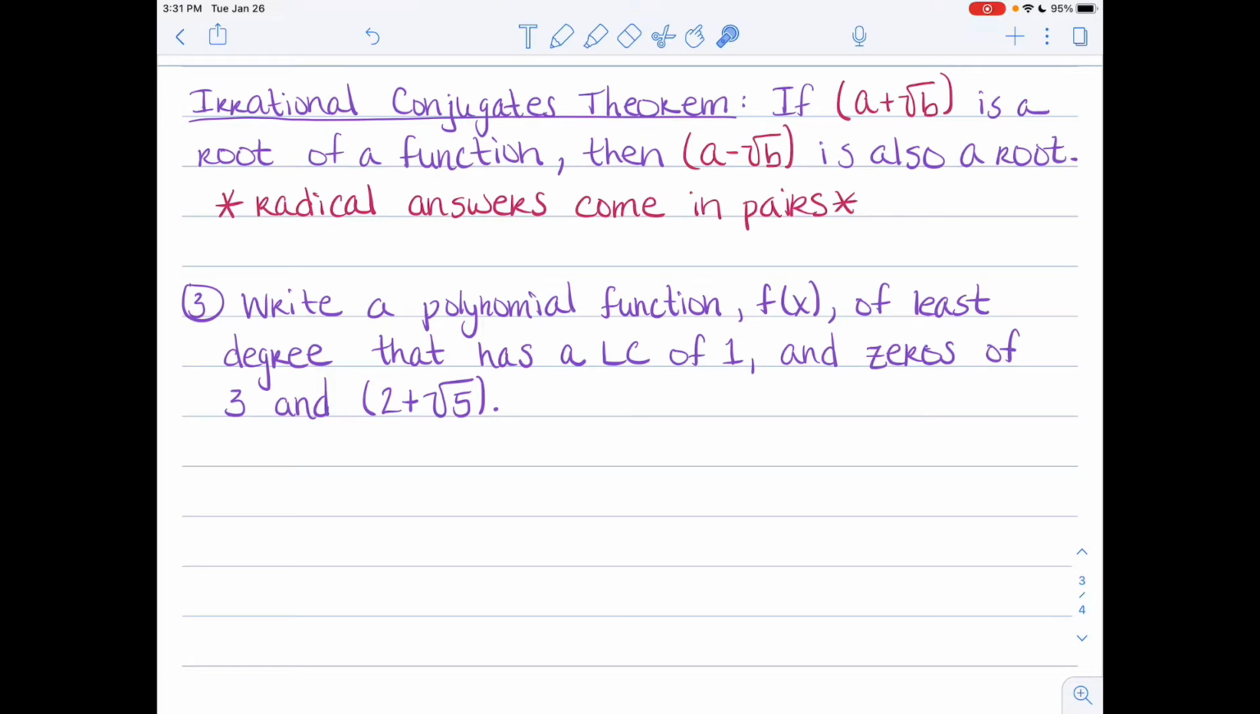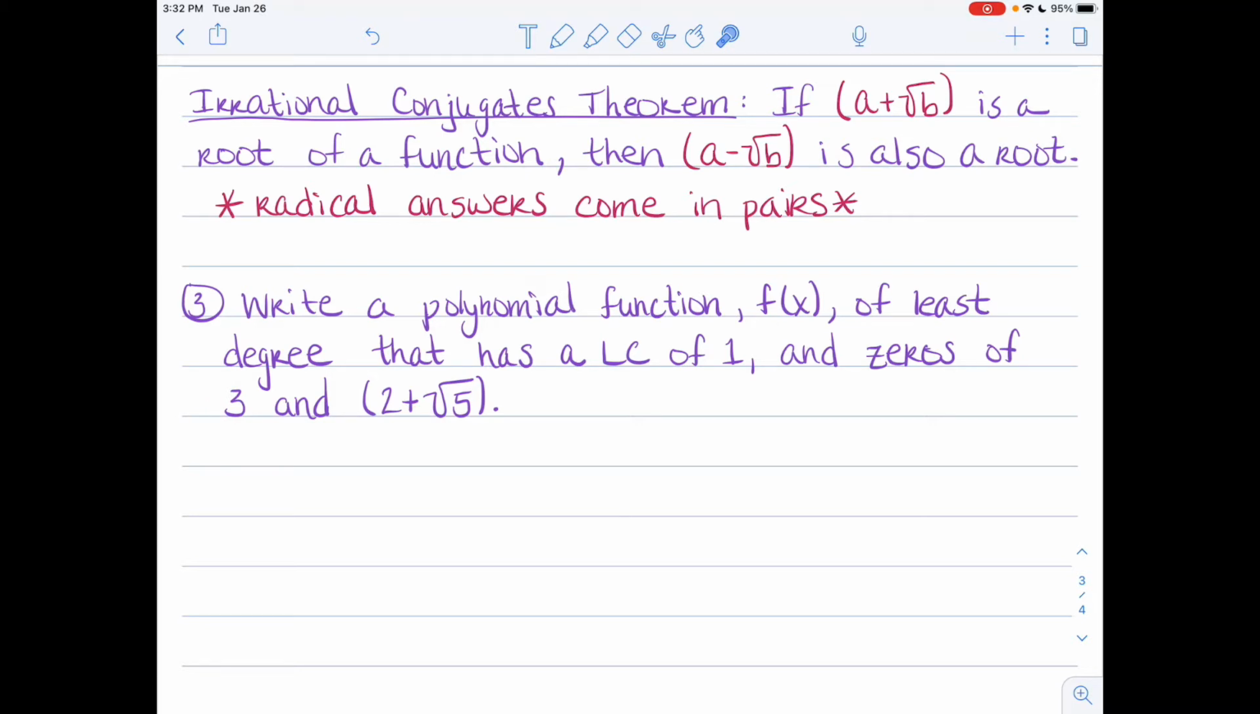So we want to write a polynomial function f of x. We're going to keep it simple and make it the least degree. So we're not going to put any x squareds in our factors or anything, just plain x's in our answers. And we're going to have a leading coefficient of 1. Again, keeping things simple. Here are two of the solutions or zeros, 3 and 2 plus square root of 5.